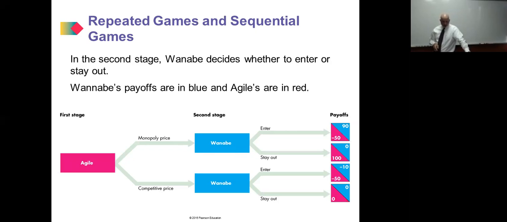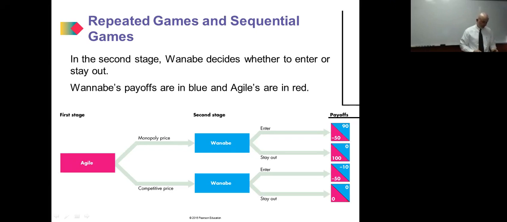Now under a competitive pricing point, Wannabe enters the market. If they enter, what's their payoff? Everybody's losing. And how would you interpret if Wannabe stays out? It's not going to affect anybody. No one's making any dough.